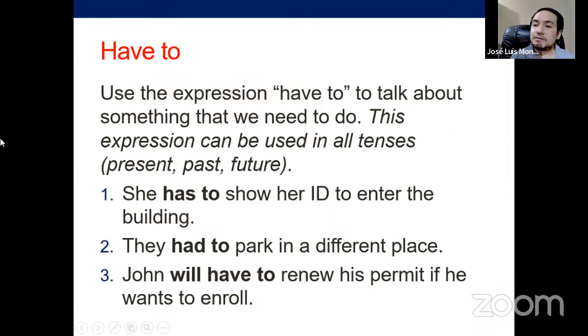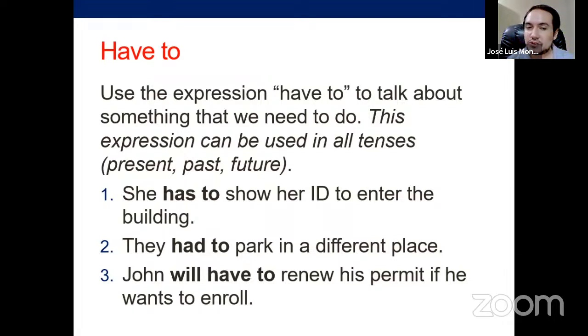Now, have to is very simple. Have is, of course, a verb that we learn in the first classes when we're learning the language. Have is one of the 4 main and most basic verbs in English. If we use have to plus a verb, it means obligation or necessity. We use the expression have to talk about something that we need to do. This expression can be used in all tenses.